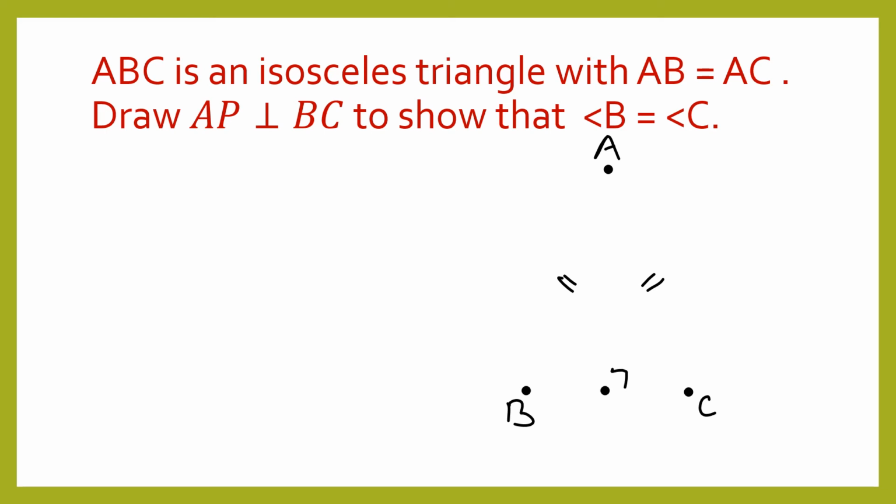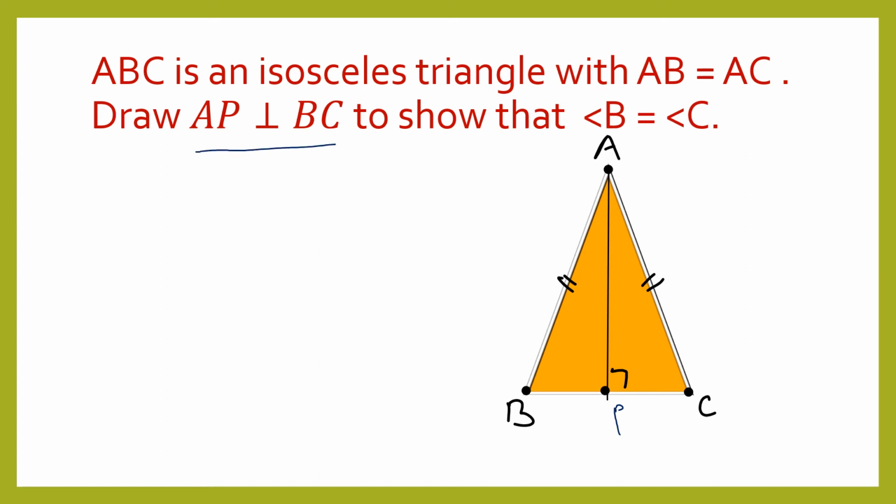Triangle ABC is an isosceles triangle in which side AB is equal to AC. Draw AP perpendicular to BC to show that angle B is equal to angle C. This is a theorem which we have done in our previous video. In that video, we did it by constructing AP as angle bisector. But in this question, the difference is that AP is drawn perpendicular to side BC.